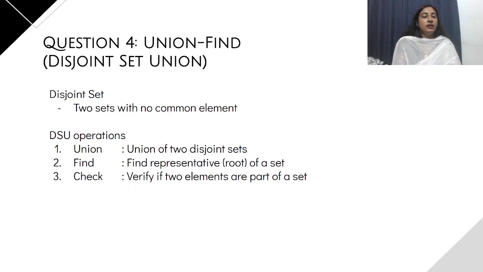DSU is mainly two sets when they don't have any common element. It mainly does operations like union of two disjoint sets into a single set, finding a representative of a disjoint set by using the find operation, and verifying if two objects belong to the same set or not.